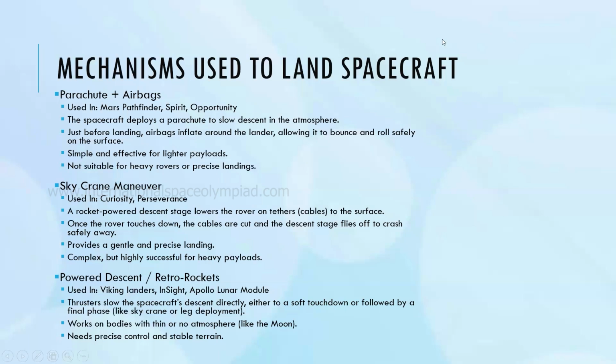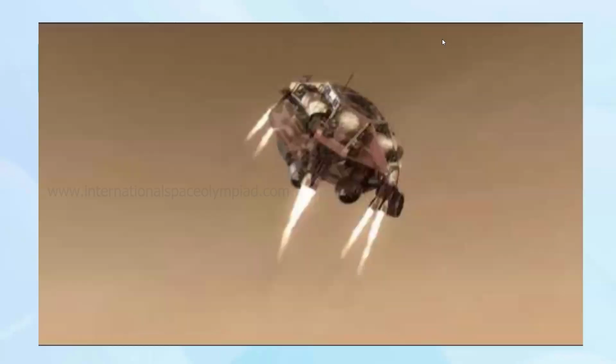Then powered descent or retro rockets. This is the one that we use for the Moon mostly, because this is another important technology. When it comes down, there will be reverse rockets that will be fired and slow down the spacecraft so that it can touch down in a well balanced way. Okay, so let's see this video.